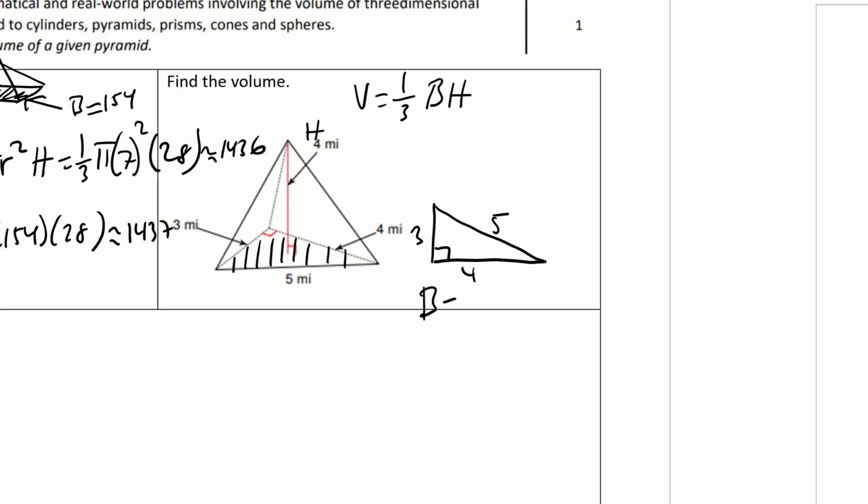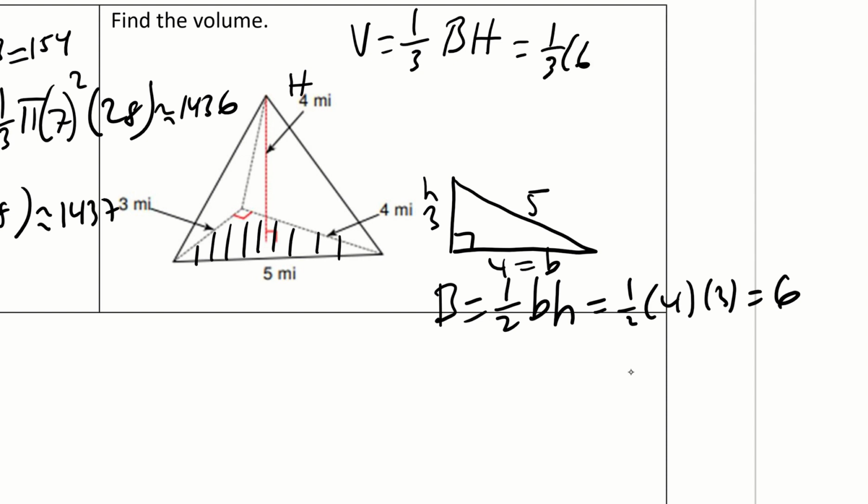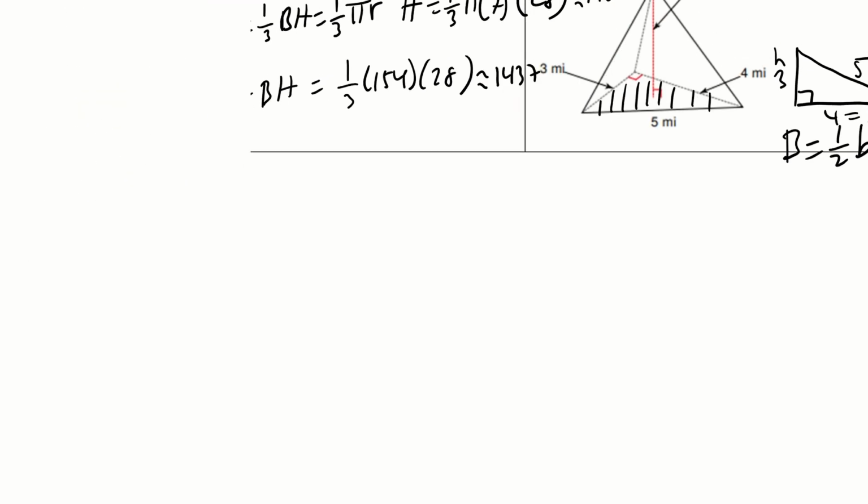So the capital B here is 1/2 little b little h. Remember also that the base and the height are perpendicular to each other. So they have to be at a right angle, okay? So this is your b and this is your h. So remember it's not 5. You're not going to use 5 in this calculation. All right, so we got 1/2 times 3 times 4, sorry, 1/2 times 4 times 3. So this is going to give you 6. All right, so the base area is 6. So 1/3 times 6 times 4. So we get 2 times 4 is 8. So it's going to be 8 cubic miles. All right, so that takes care of the second one.